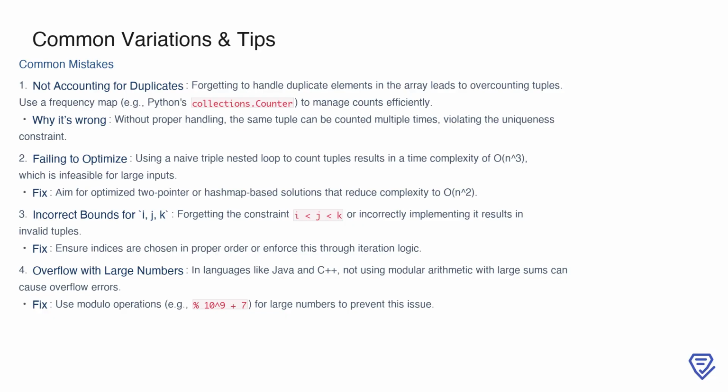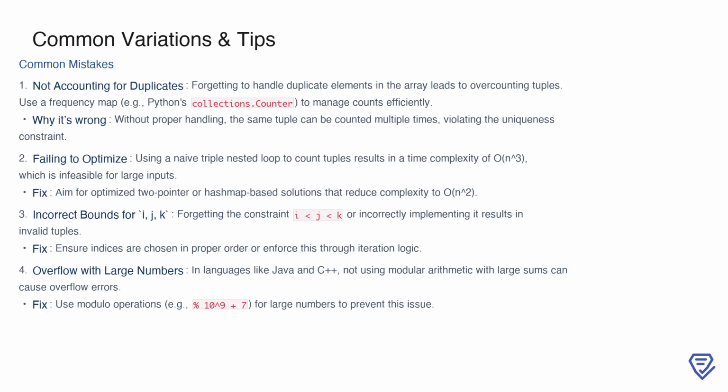To address this, a frequency map, such as Python's collections Counter, can be used to track occurrences efficiently. Next, using a naive triple nested loop to check all possible combinations of three elements is another mistake. This approach has a time complexity of O(n cubed), which becomes impractical for larger inputs.